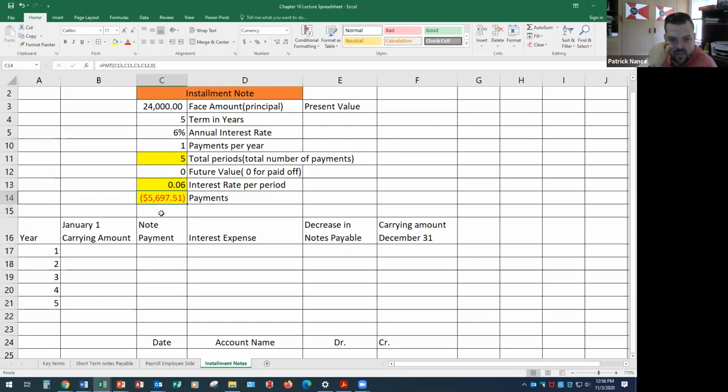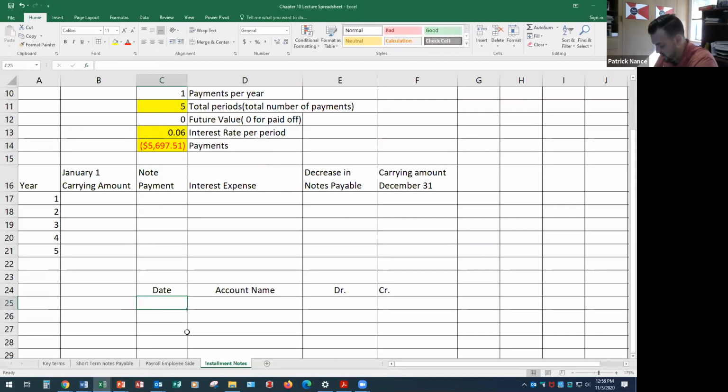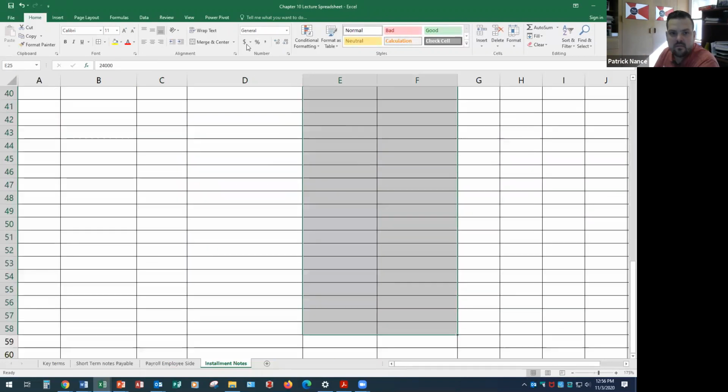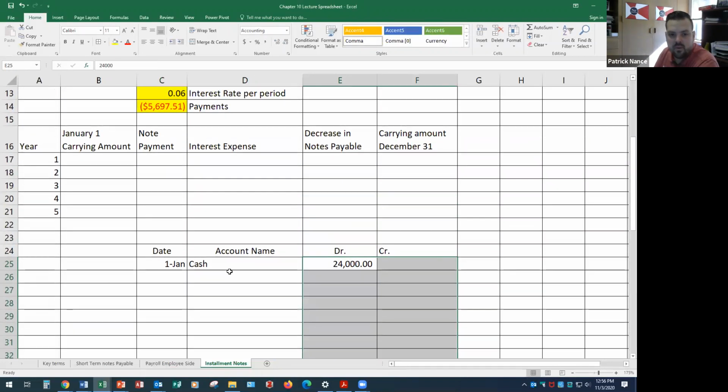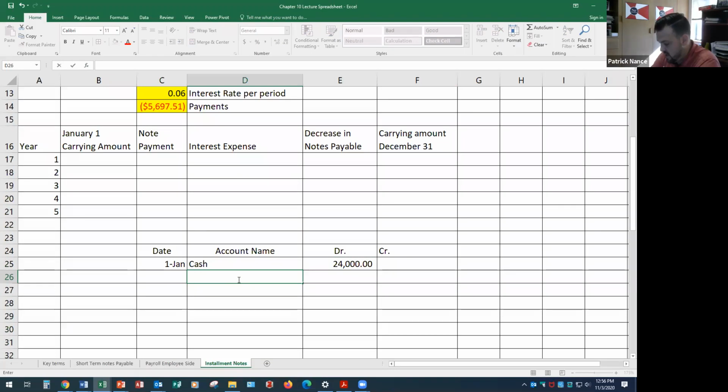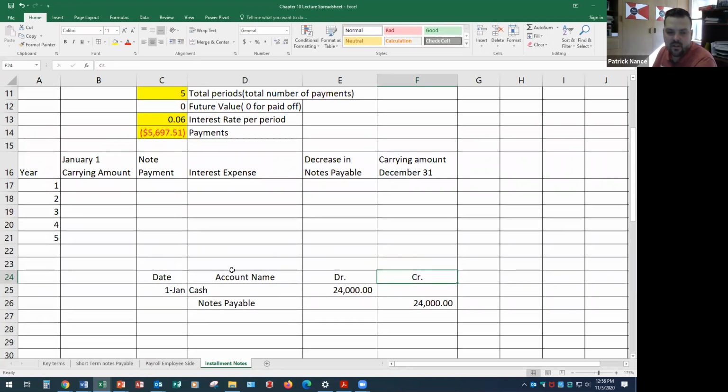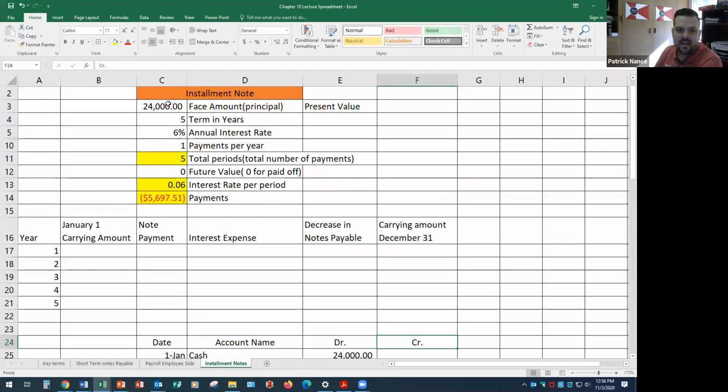So the journal entry for taking this loan out in the first place, on January 1, would have been receiving cash of 24,000, and we would have credited notes payable for 24,000 as well. That's the journal entry to take the loan out in the first place. Now I've got the amount of the loan and the payments, but I need to figure out how much of that is interest and how much of that is principal.